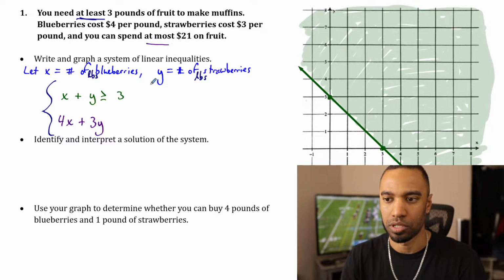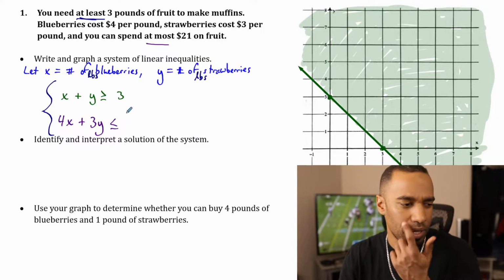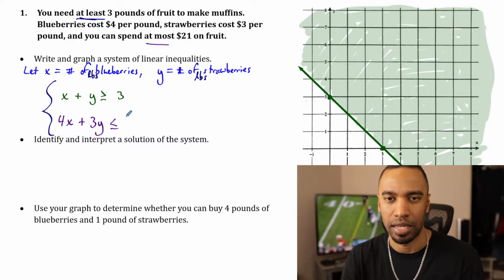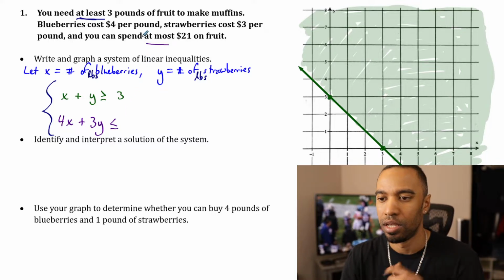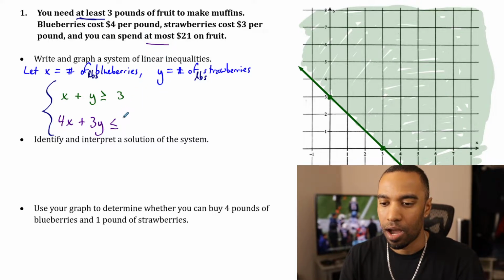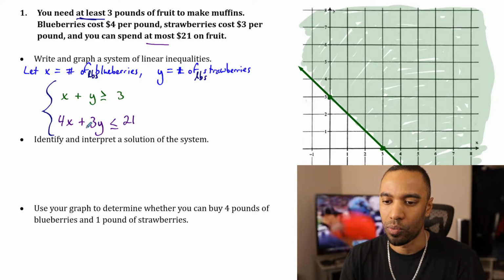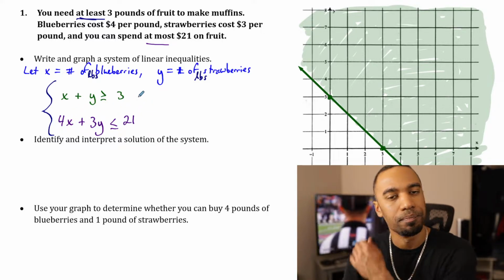We can spend at most $21 on here. So we can be equal to, most of these I think will be equal to as well as the greater or less than. I can't actually think of one that's not in these 4 problems. Less than or equal to $21. This is amount of money spent.